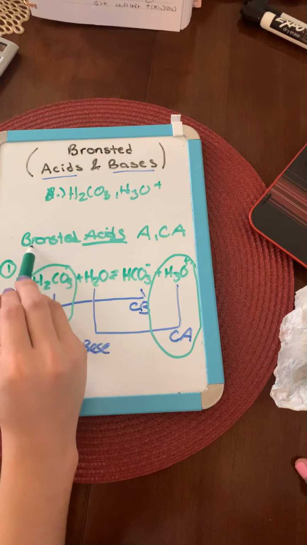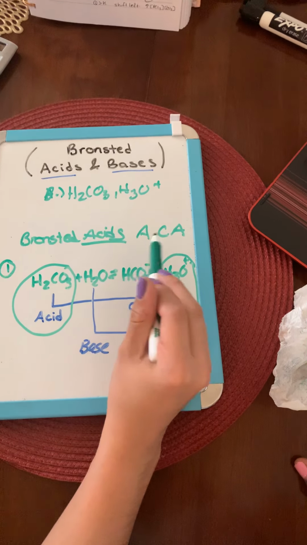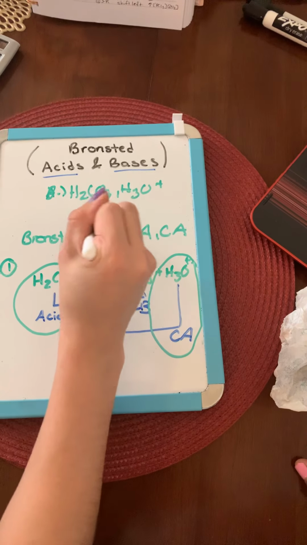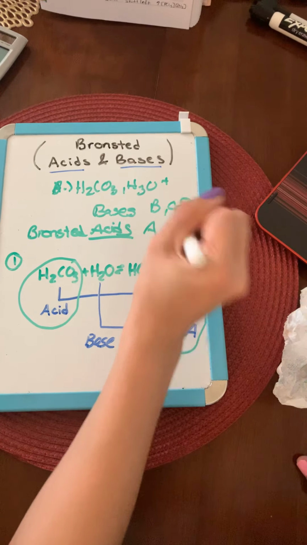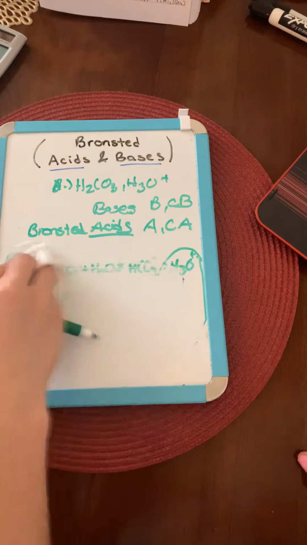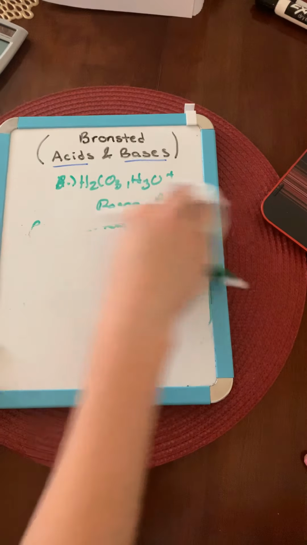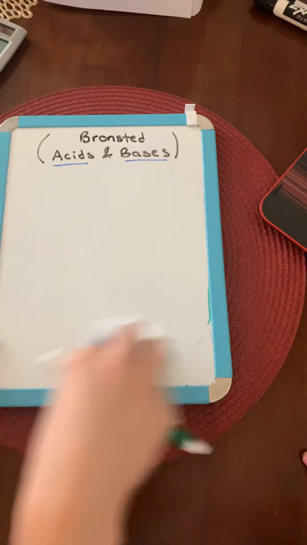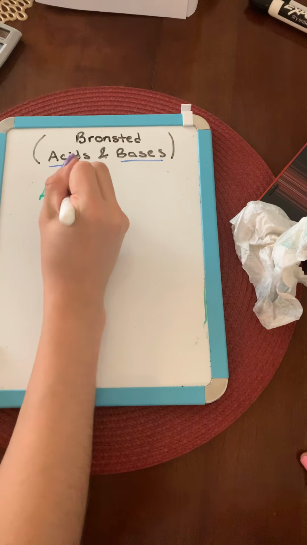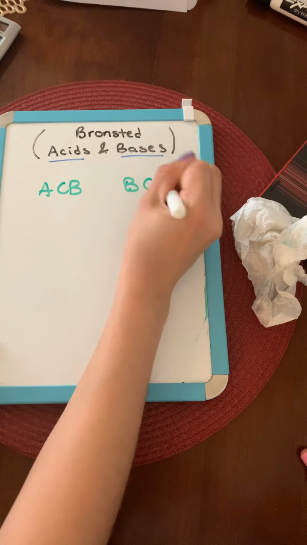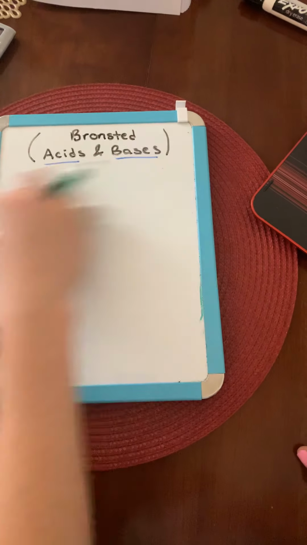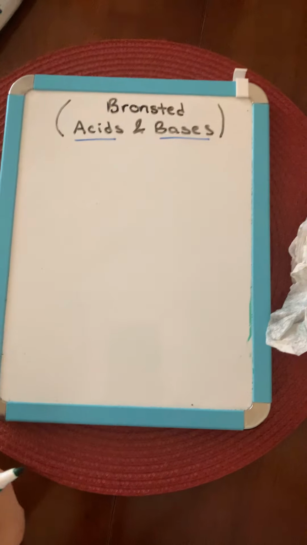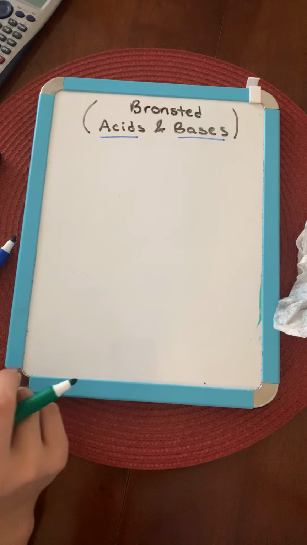If they talk about Bronsted acids, that just means the acid and the conjugate acid. If they talk about Bronsted bases, that would be the base and the conjugate base. But most of the time what they ask for in these types of questions is the pairing all together: the acid with the conjugate base, and the base with the conjugate acid, just how we were doing before. Other than that, that's pretty much the main thing you need to know about Bronsted acids and bases.